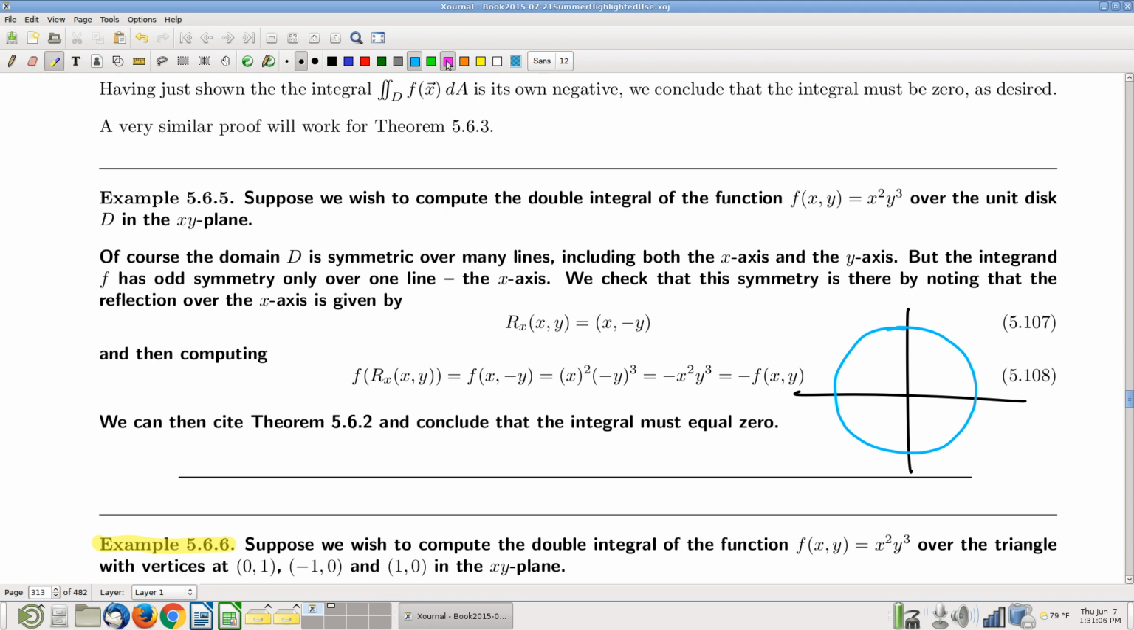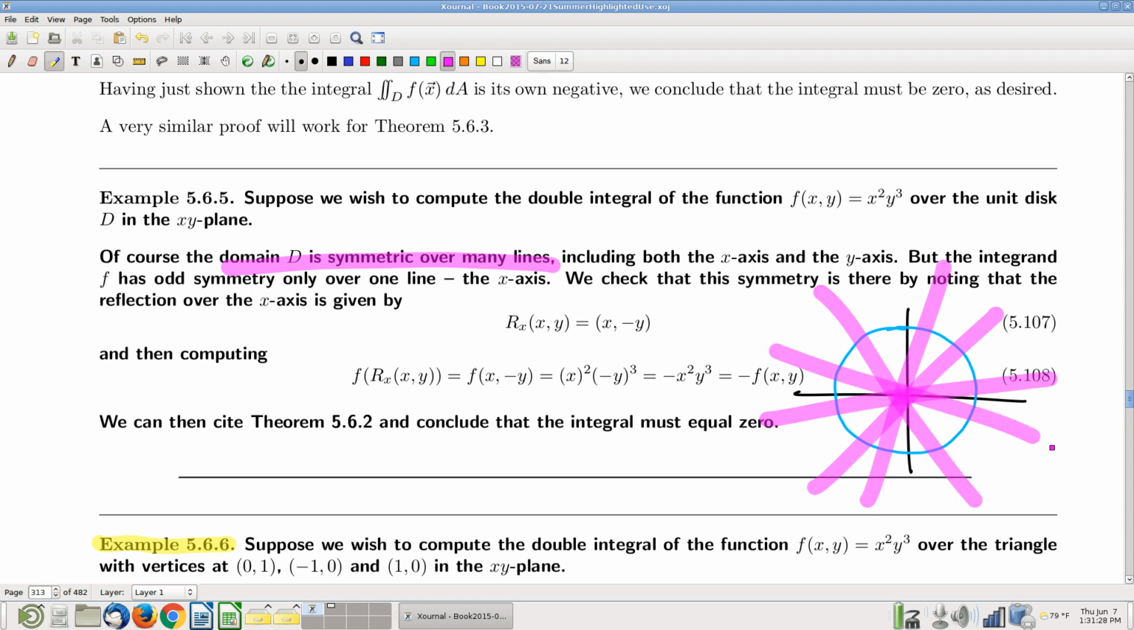And the first observation I'm going to make is this domain D is symmetric. It's symmetric over a lot of lines. It's symmetric over the y-axis, for example. If you flip over the y-axis, nothing happens. It's also symmetric over the x-axis. It's also symmetric over that line and that line and that line. Any line through the origin, in fact. There are lots of lines of symmetry.